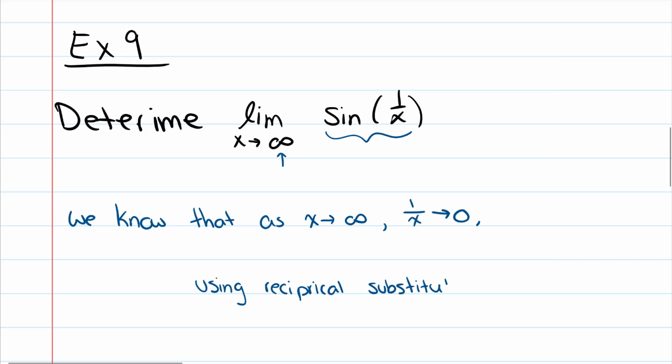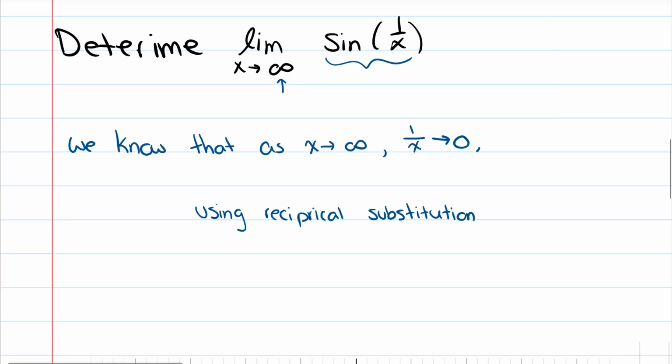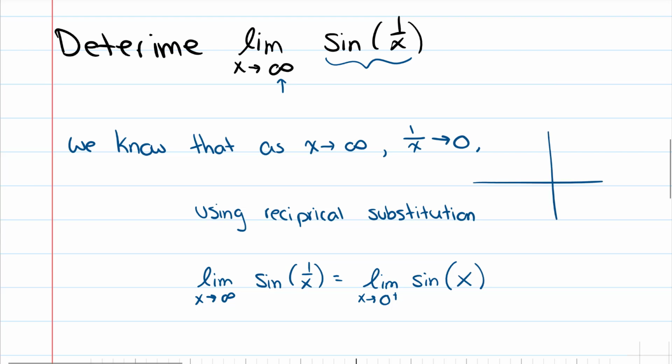So by using reciprocal substitution, the limit as x approaches infinity of sine of 1 over x is equal to the limit as x approaches 0 from the right of sine of x, since the reciprocal of 1 over x is x. Now we know what sine of x looks like, and we know the limit from the right is going to be 0. Let's look at the graph.